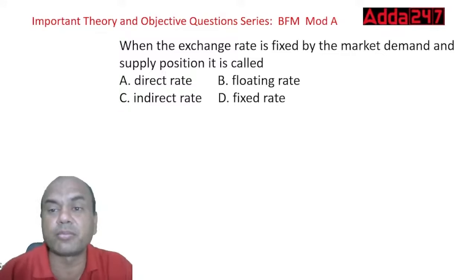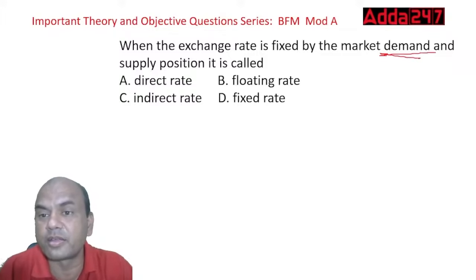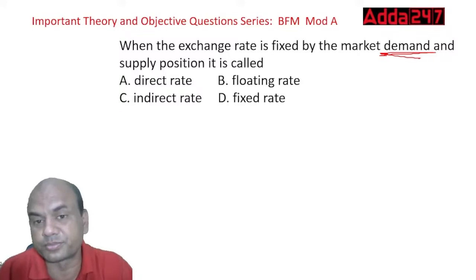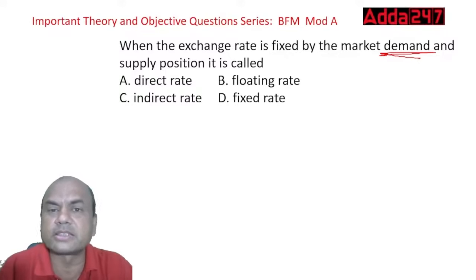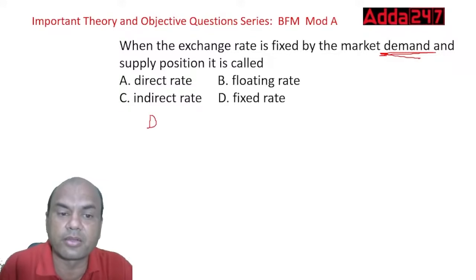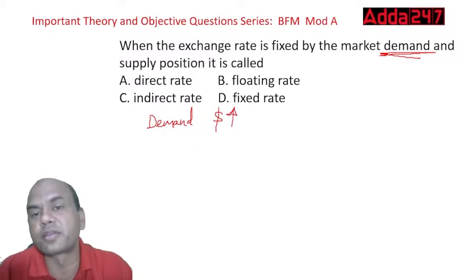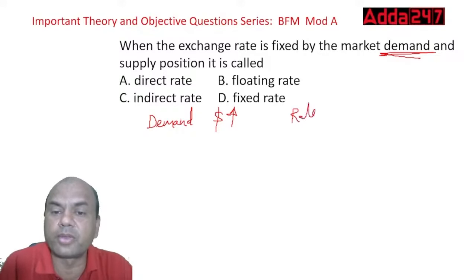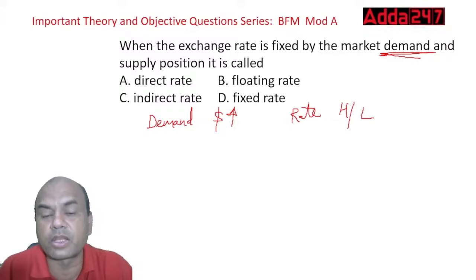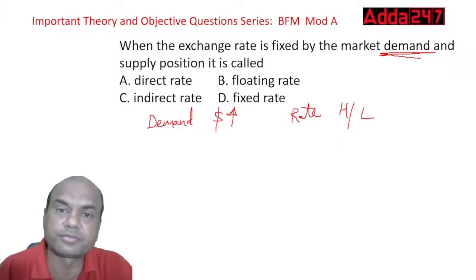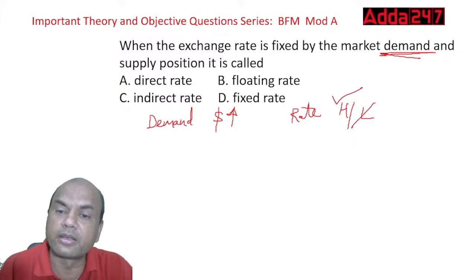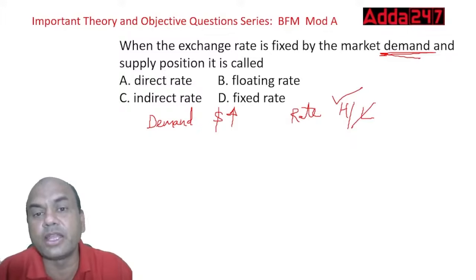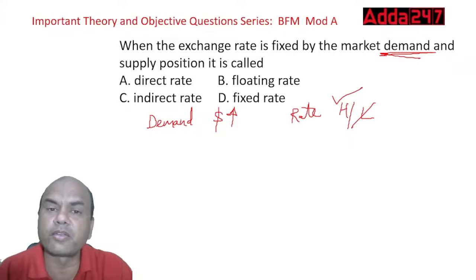When the exchange rate is fixed by the market demand and supply position, if your demand is high, your rate goes high. If your supply is high, your rate goes low. Do you know this concept? Suppose the demand for dollar goes up. If it goes up, then what happens? The rate for dollar will be high or low? Just type H or L. If the demand for dollar is high, will the rate for dollar be high or low? It is high, correct? Our logic is very simple. If the demand for any commodity is high, the rate for that commodity will go up.